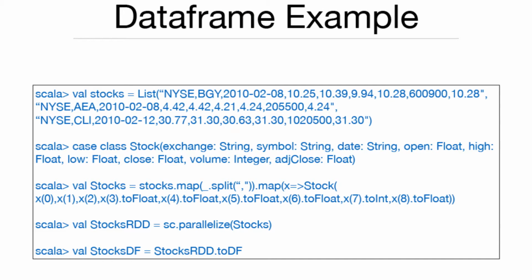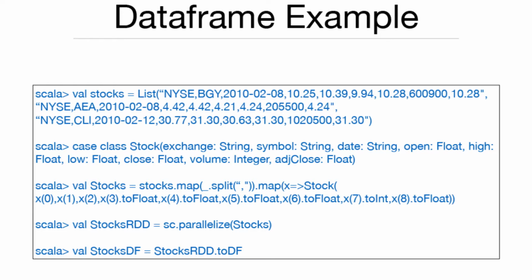I've created just 3 stock records, 3 New York Stock Exchange records. So the schema looks like the exchange and the stock symbol, the date, open, close, and so on. I'm going to read these records in by parsing, they're a CSV file, by splitting on commas. And then I'm going to fit them in something called a case class.